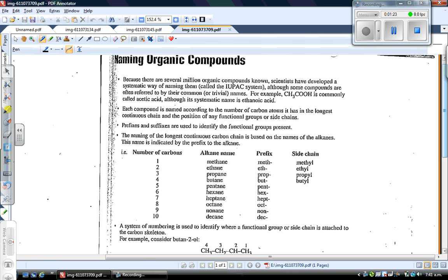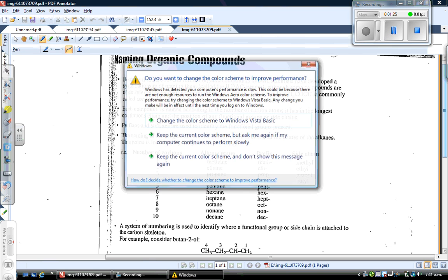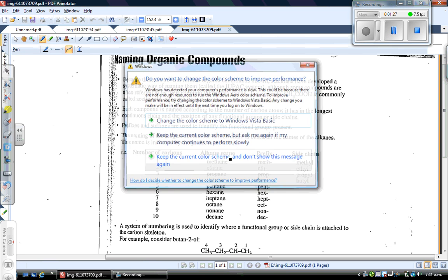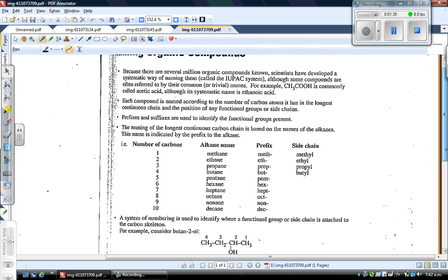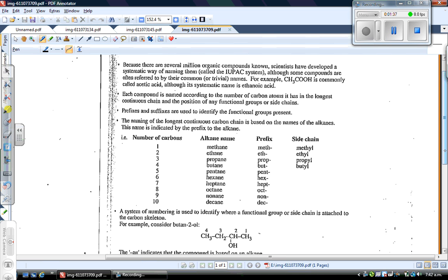The good thing about this system is that if you guys learn how to do this properly, then you could name organic compounds anywhere in the world and other chemists will recognize the naming system that you're using. So although some compounds are often referred to by their trivial name, for example, CH3COOH is commonly called acetic acid, although its systematic name is ethanoic acid.